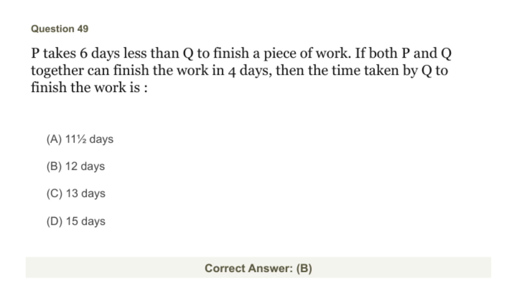Once we find x, we can determine how long Q alone takes to finish the work, which is the question we're addressing. From the calculations, the correct answer turns out to be 12 days. That means Q takes 12 days to complete the work on his own. This problem highlights the importance of understanding work rates and how to set up equations based on given relationships. It's a great example of applying basic algebra to real-world work problems.